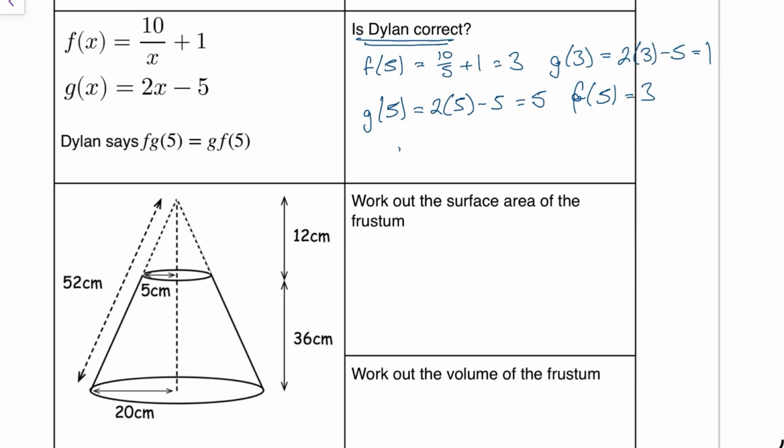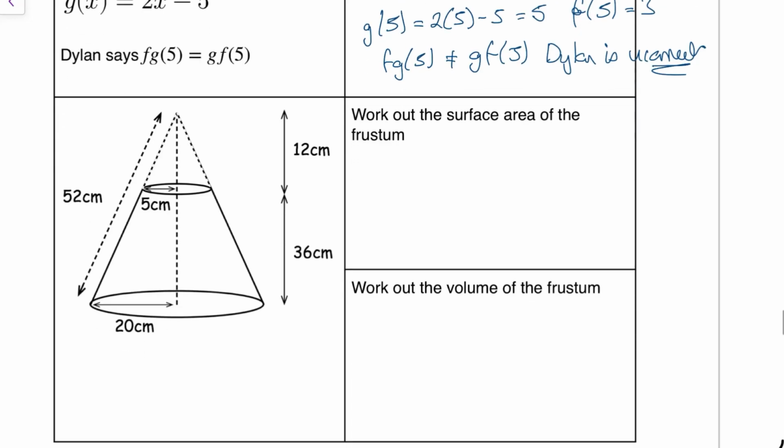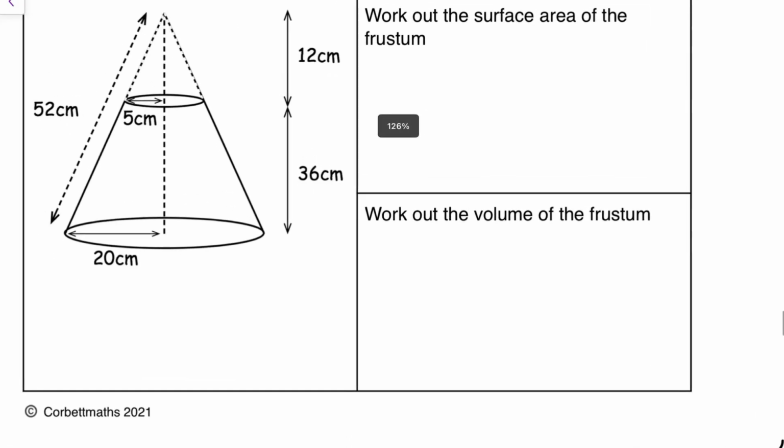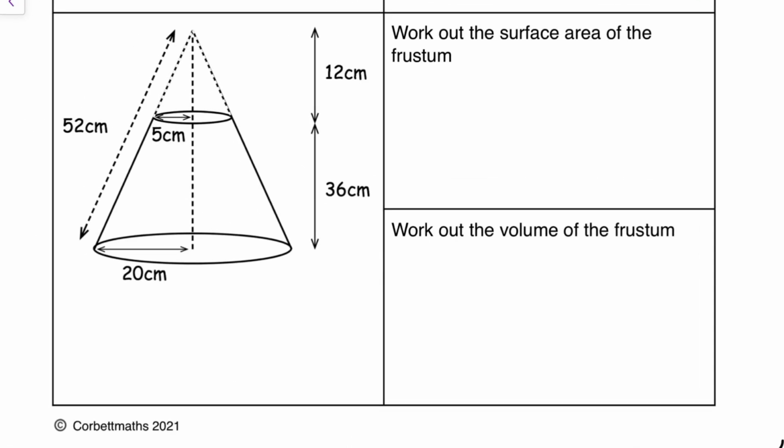So, a clear statement to answer the question. As f of g of 5 does not equal g of f of 5, Dylan is incorrect. I've answered the question, I've shown my reasoning, that should get me 4 marks. Next question. Oh wow, okay. In fact, I should do both. I've just read both questions, so I need to do the surface area and the volume.